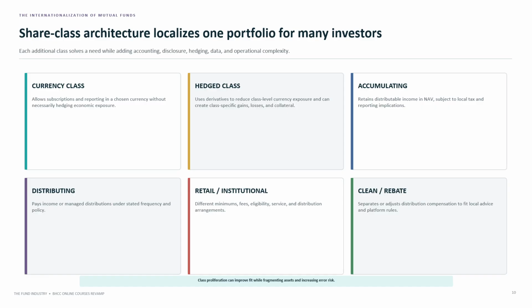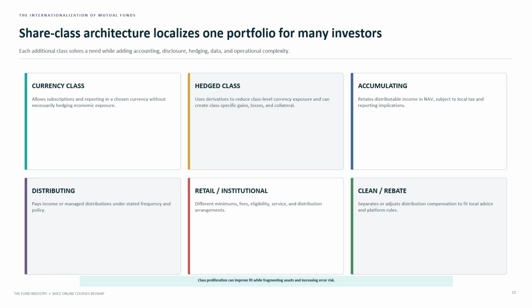Retail and institutional classes may differ in minimums, eligibility, fees, service, and channel arrangements. Cleaner rebate structures separate or adjust distribution compensation to fit local advice and platform rules. Each class can solve a real commercial or investor need. Each class is also a new promise that operations must keep every day.